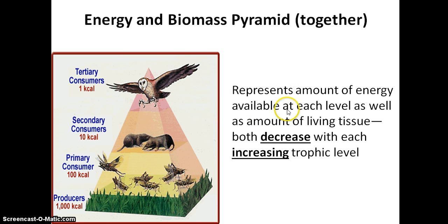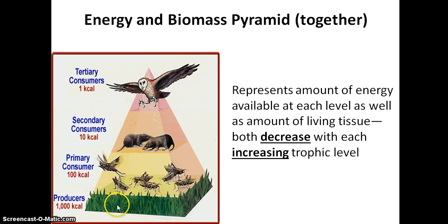This picture represents the amount of energy available at each level, as well as the amount of living tissue. The tissue decreases with each increasing trophic level, because your energy, as an example, is going from 1,000 to 100 to 10 to 1, because you are losing energy. 90% is lost and only 10% is kept. Because you are losing energy, the amount of organisms at each level will go down.